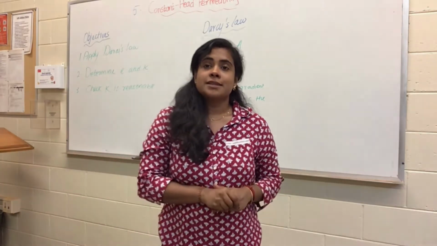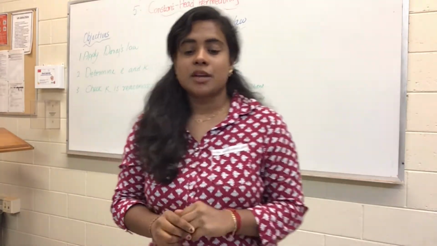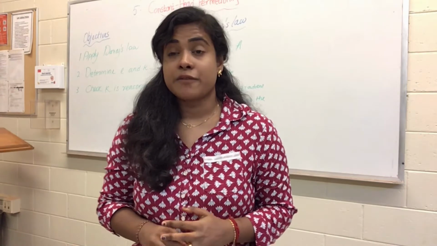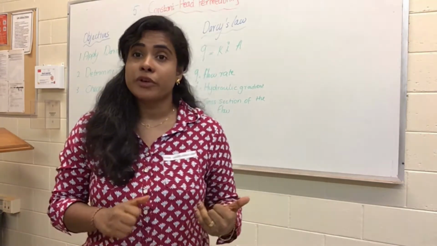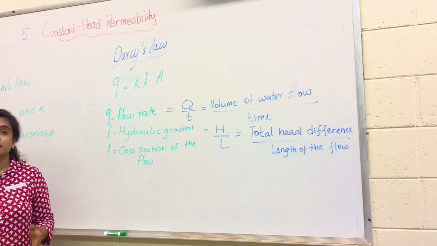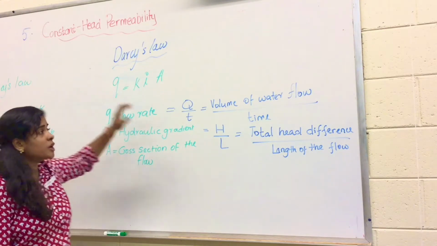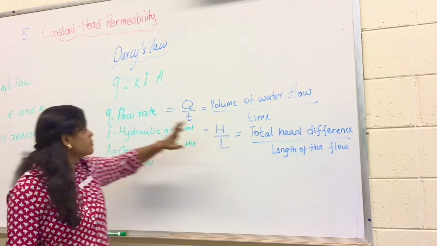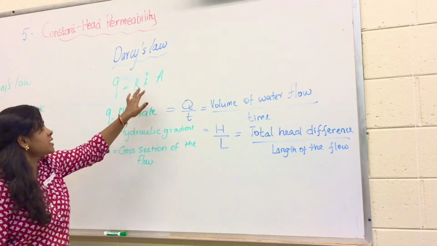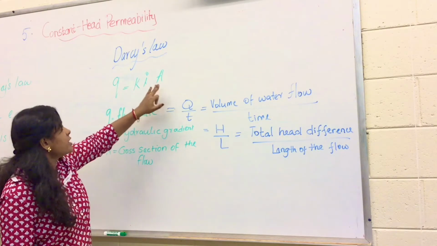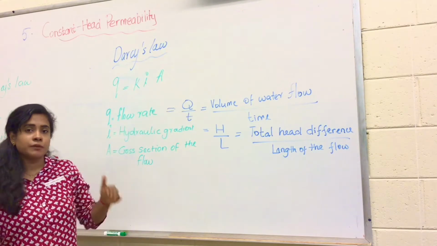So to find this, in 1856, a German hydraulic engineer named Henry Darcy found an equation relating the flow rate to the hydraulic conductivity. Let's see briefly Darcy's law. Darcy's law relates the flow rate, that is the volume of the flow in a given time, to the hydraulic conductivity, to the hydraulic gradient, and also to the cross-sectional area of the flow.